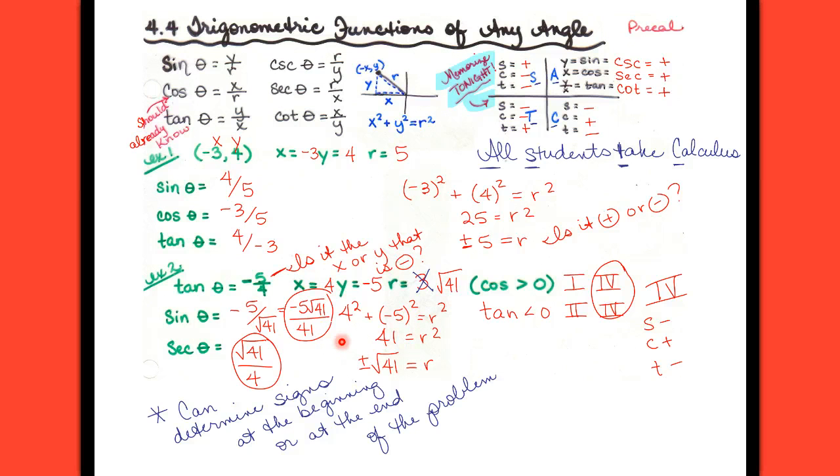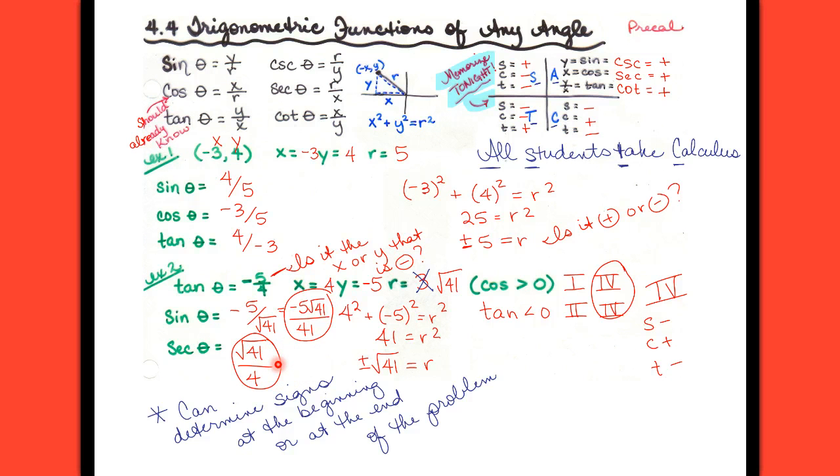So what you can do is you can go through in the very beginning here and go x is 4, y is 5, Pythagorean theorem, r is square root of 41. I don't care which one's positive and negative. I'll figure that out in just a minute. And you can go through and get your 5 square roots of 41 over 41 and your square root of 41 over 4. Sometimes they make us find all 6 of them, right?